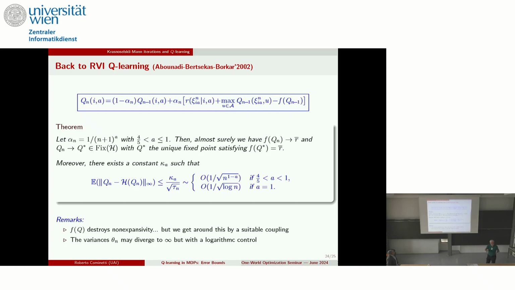You now apply this result directly to RQI Q-learning, and you get that the expected value of your original iteration, notice that here is the residual with respect to the original map. We introduce the f of q, but here it plays no role. So the real error bound is less than or equal to a constant that you can compute divided by the square root of tau_n. And that's it.